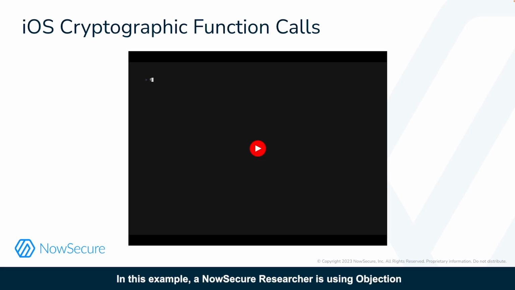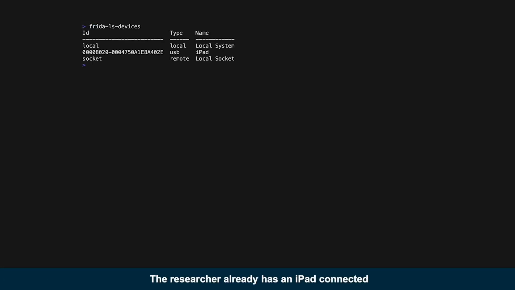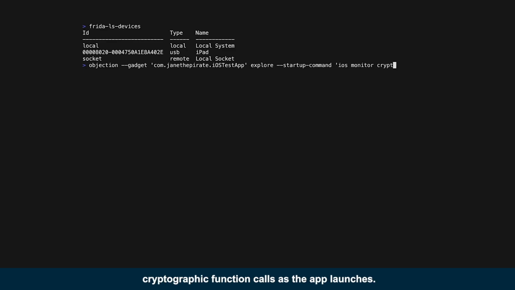In this example, a NowSecure researcher is using Objection to monitor cryptographic function calls on iOS. The researcher already has an iPad connected to their computer via USB and installed a test app. They start by launching Objection. By providing the app's identifier instead of its name, they are telling Objection to spawn the app. They also specify a startup command to monitor cryptographic function calls as the app launches.